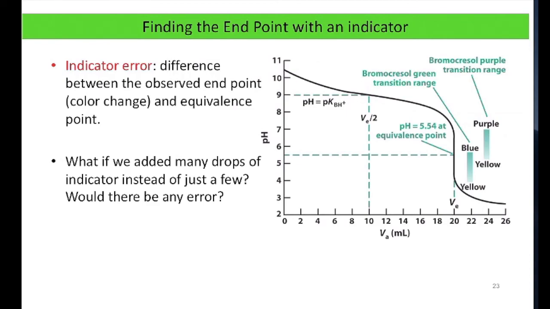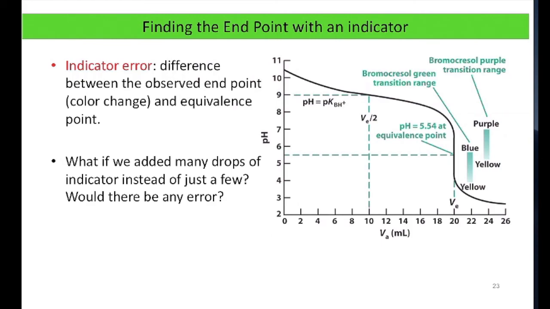So I've already answered the question, what if we add too many drops of indicator instead of just a few? Would there be any error? Of course the answer is yes, because again, you're titrating the indicator as well as the analyte. So it would take a little bit more titrant in order to make that indicator change color. So you would have passed the endpoint a little bit if you add too much indicator.